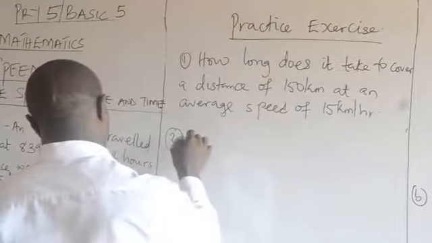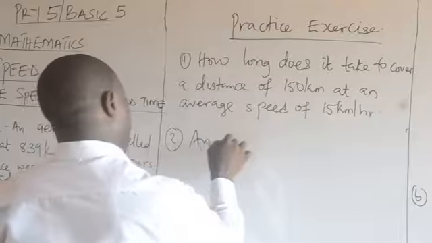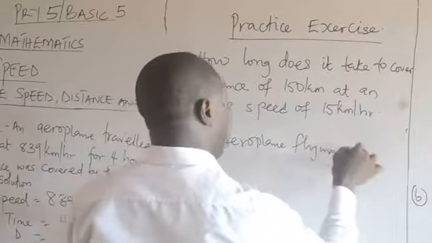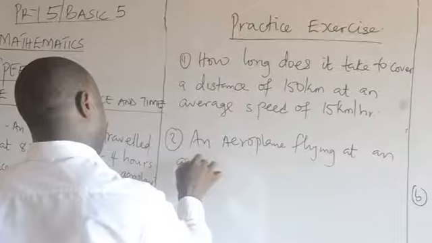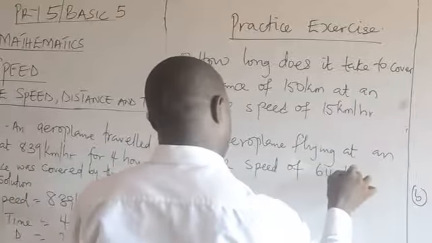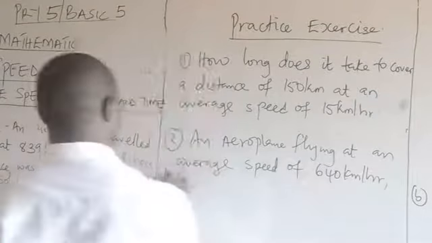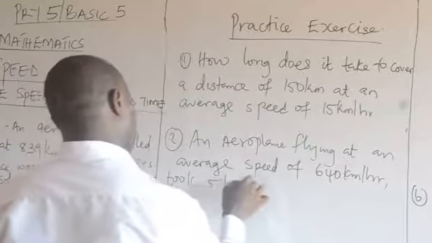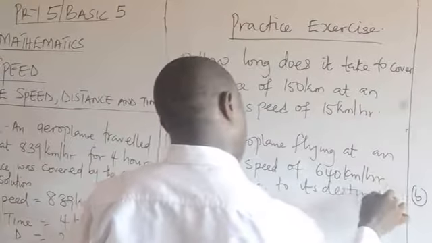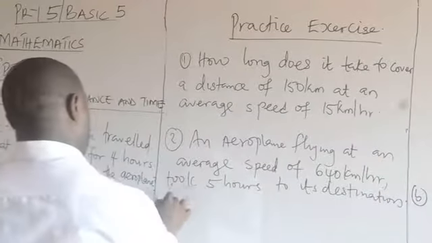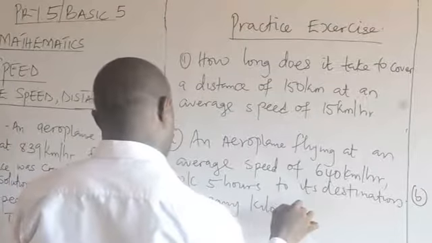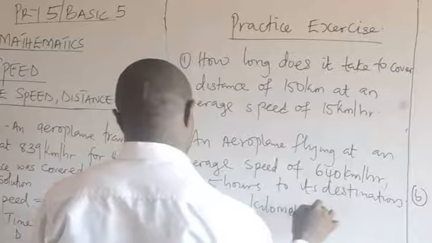2. An aeroplane flying at an average speed of 640 kilometers per hour took 5 hours to its destination. How many kilometers was the journey?